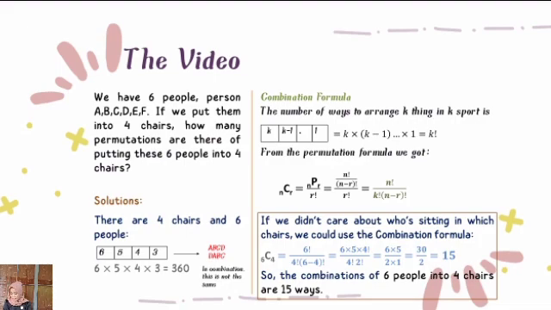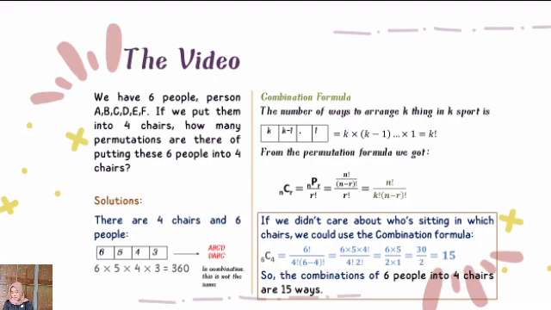6 choose 4 equals 6 factorial over 4 factorial times (6 minus 4) factorial. So, 6 times 5 times 4 factorial over 4 factorial times 2 factorial. So, we have 6 times 5 over 2 times 1 equals 30 over 2. So, the combination is 15. So, the combination of 6 people into 4 chairs is 15 ways.